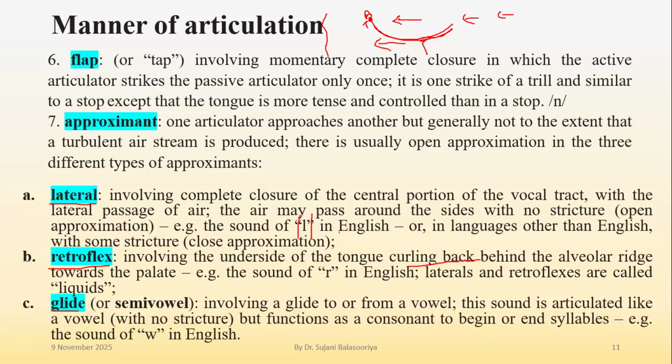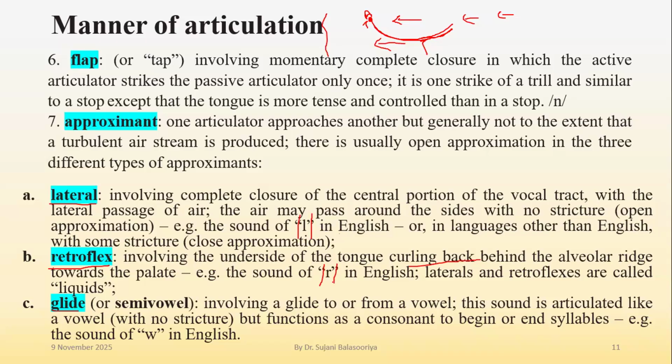Now, simply check how you say the R sound, R, R. There is a vibration, and along with the vibration, we curl the tongue back towards the hard palate. R, okay, towards the hard palate. So that is what we call retroflexes, the R sound. Third one, glides.